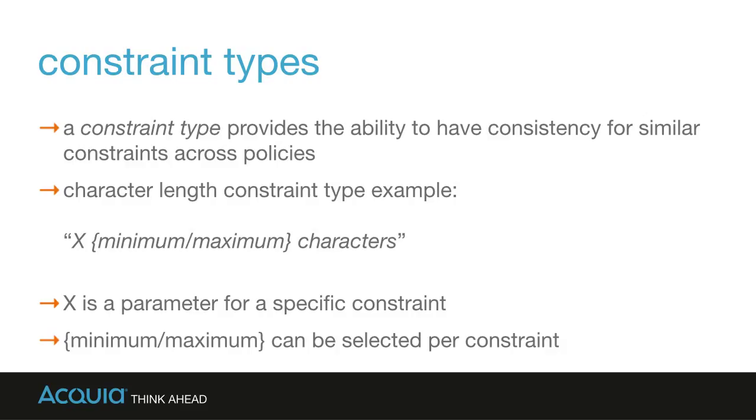So in the example of a character length constraint, we have some variables in this sentence. We have X, minimum or maximum characters, and that's a constraint. As an example, we could have 30 minimum characters. That would be really strong, right? And that's one constraint. It's almost like a Mad Lib. You can fill in the blanks with the settings that you want, and there you go. In this case, X is a parameter for that specific constraint type. Minimum and maximum is also a parameter, but it's a selection. So you would pick minimum or maximum.